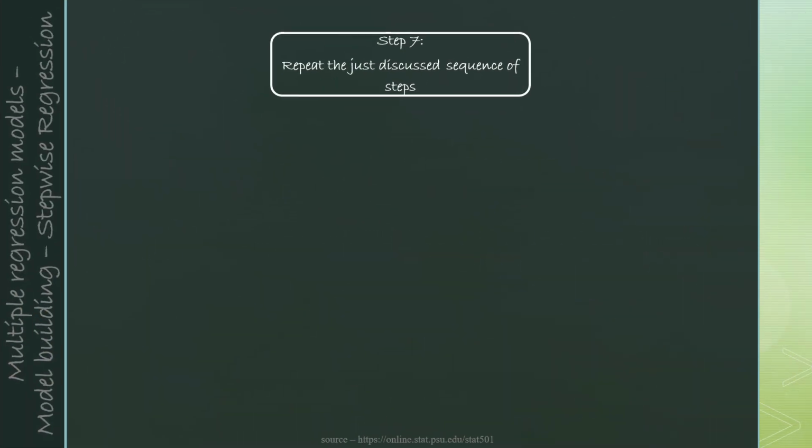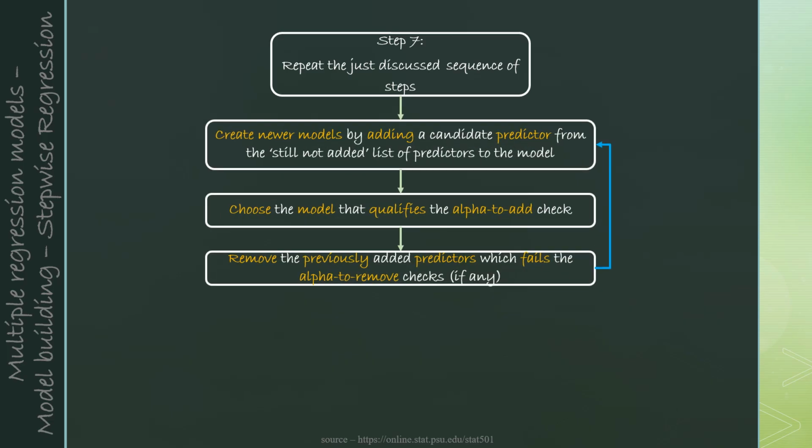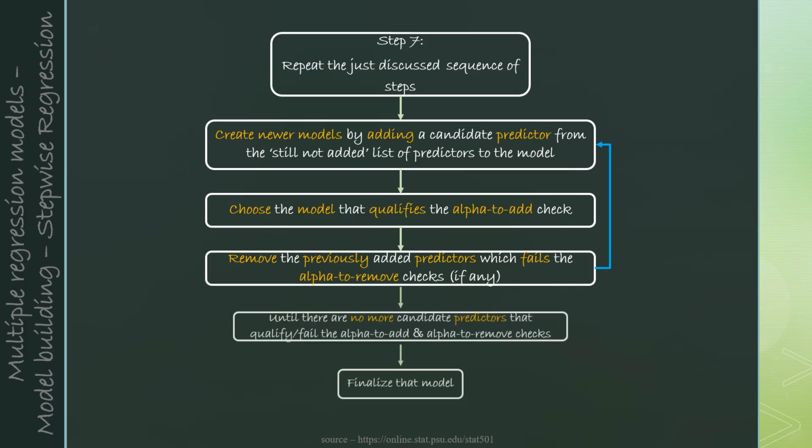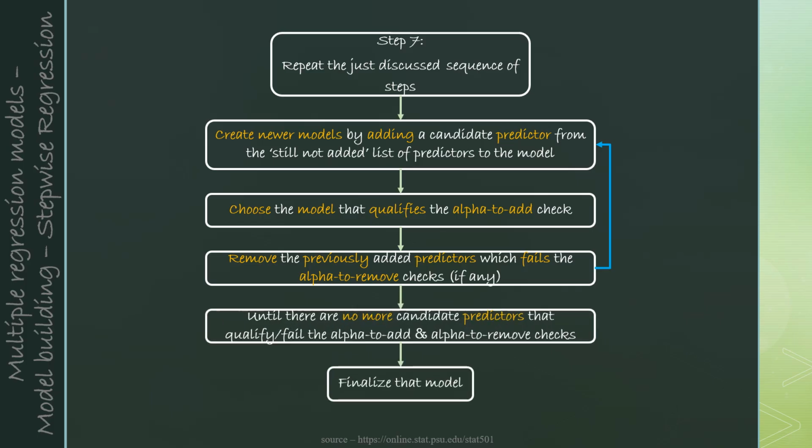Step 7. Repeat the just discussed sequence of steps as follows. Create newer models by adding a candidate predictor from the still not added list of predictors to the model. Choose the model that qualifies the alpha to add check. Remove the previously added predictors which fail the alpha to remove check, if any, and repeat these steps until there are no more candidate predictors that qualify or fail the alpha to add and alpha to remove checks. Finalize that model.